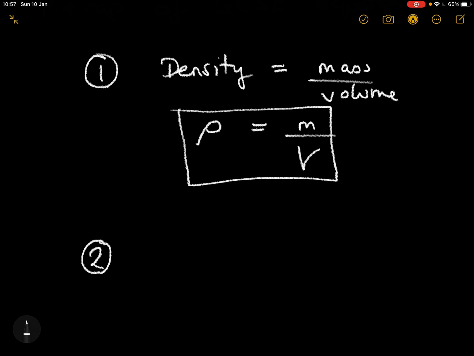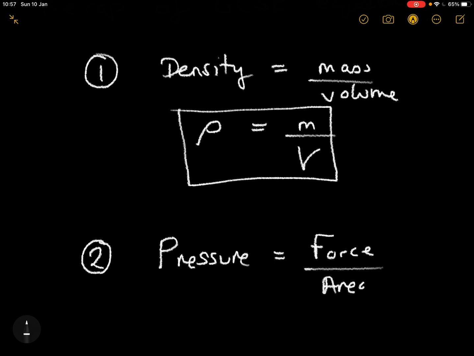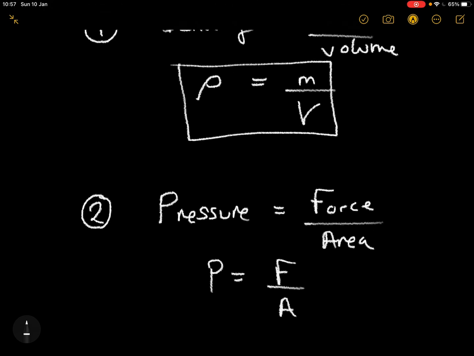The second equation that you might remember is to do with pressure. Again, you met this in year 9: pressure is equal to the force over the area. So it is how concentrated a force is. Those two equations are the key things. So we get P equals F over A.